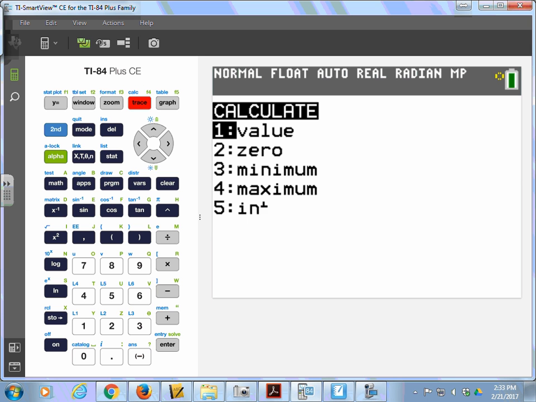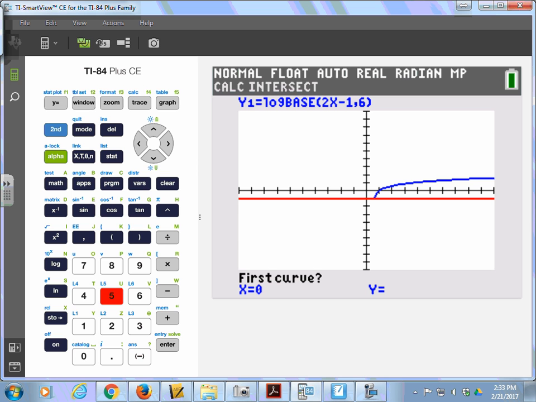Second trace, number 5. Now, you have to be careful because there's nothing here. So we have to scroll over until we find a y value before I can actually do this in my calculator. It won't do anything if it just says y equals nothing. So enter, there's my first curve, there's my second curve, and here's my answer: 0.58333.